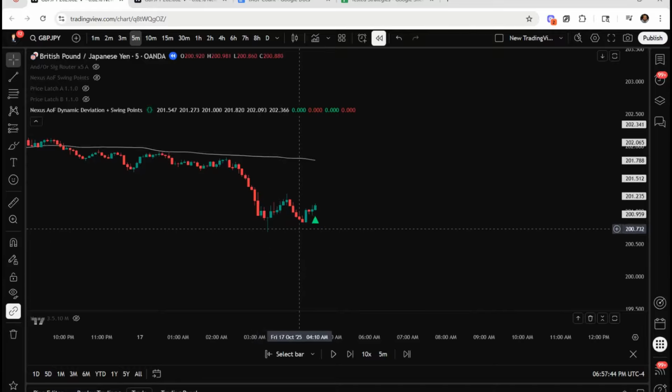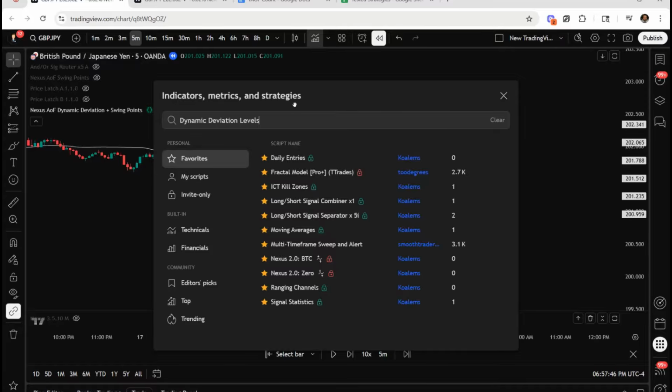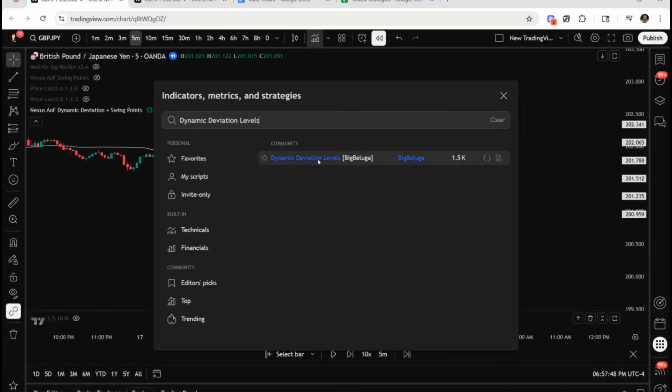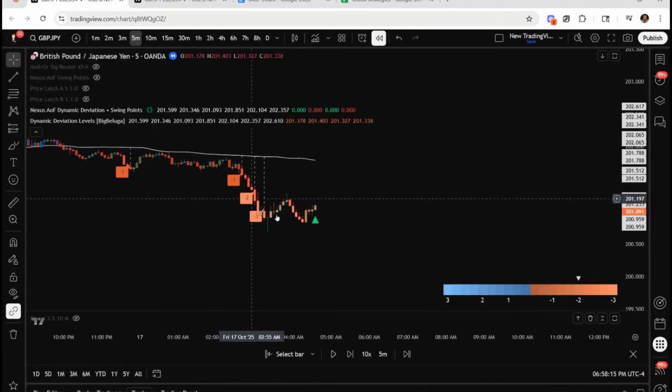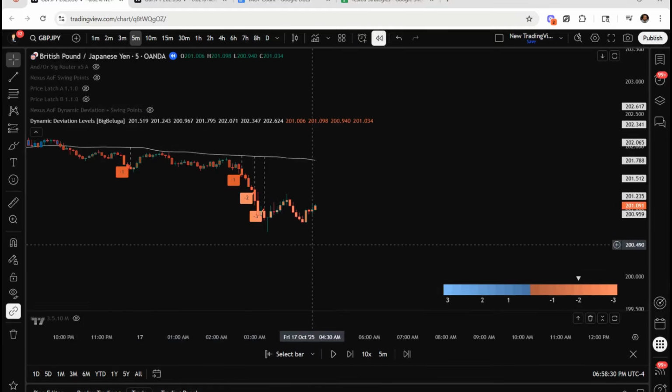And so the indicator you will want to add to the screen is going to be the dynamic deviation levels. It's going to be this one right here. Go ahead and click on that and add it to the screen. Now I took this indicator and made a modified version of it so that it will work well with the Nexus backtest indicator, and added a little bit more logic to it as well. But before we take a look at that, we'll take a look at the original indicator.